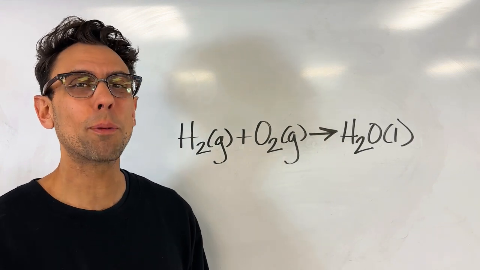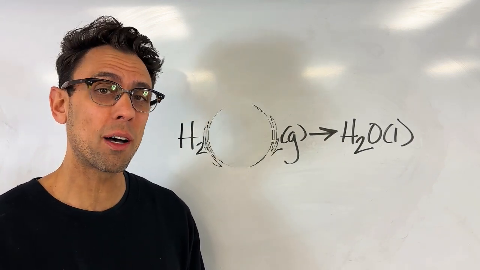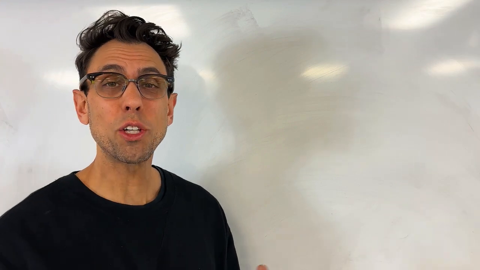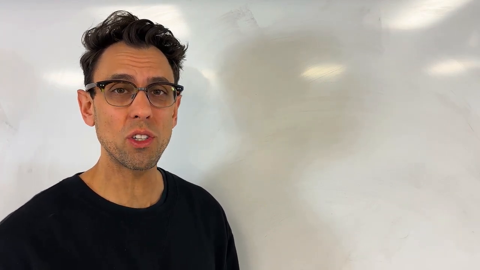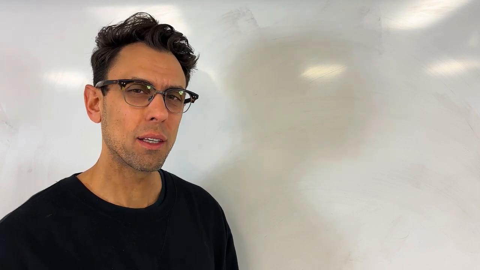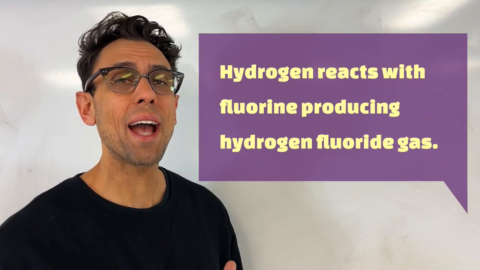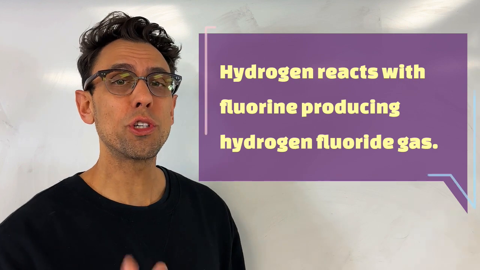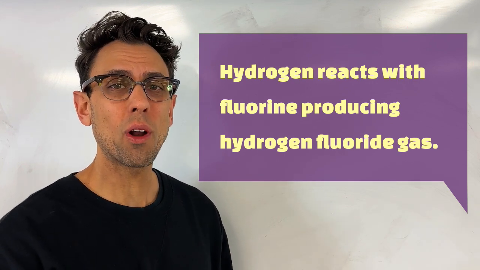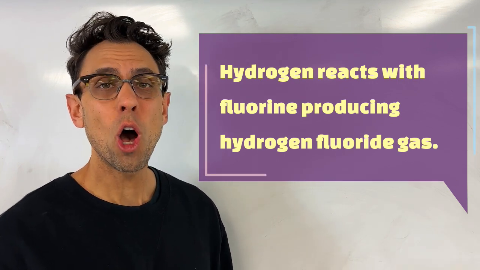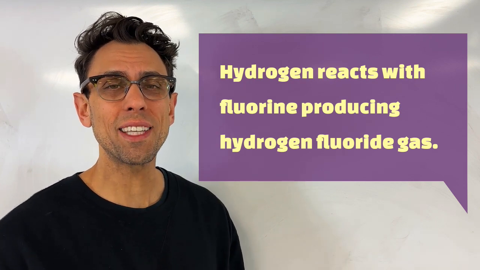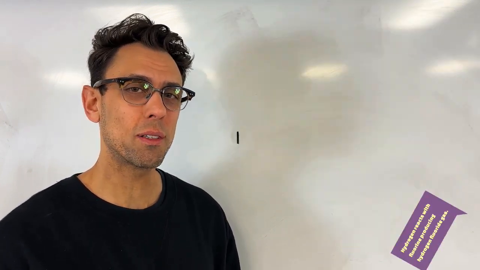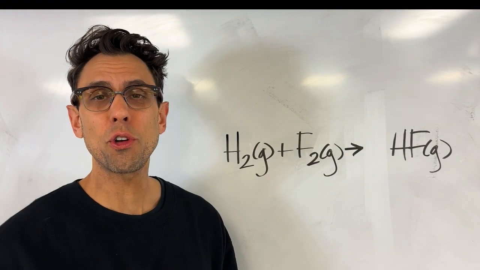Okay, let's give you an opportunity to practice to see if you've caught on. Try to represent the following reaction with a proper chemical equation. It goes like this. Hydrogen reacts with fluorine, producing hydrogen fluoride gas. Okay, take a moment, try to get those symbols correct, and come back to see what the correct answer to this question is. Okay, thanks for trying that problem.